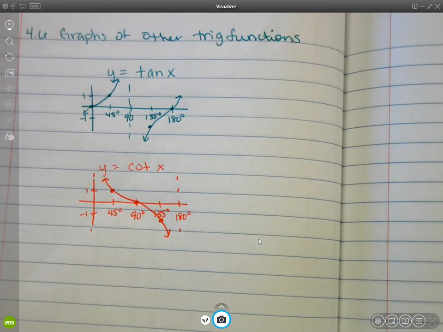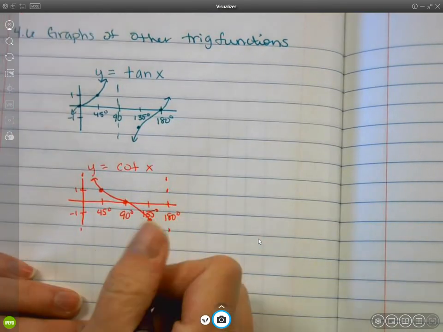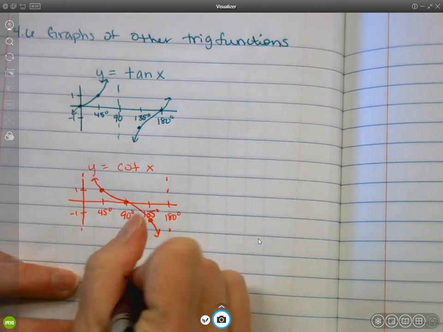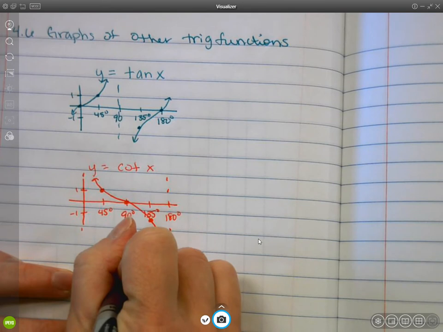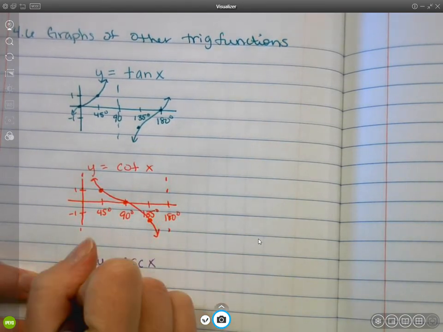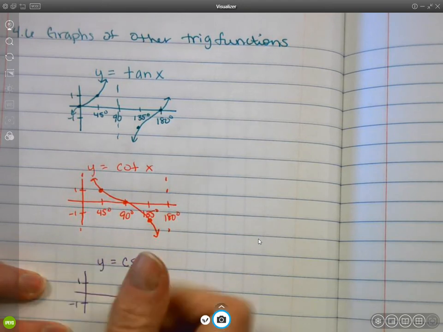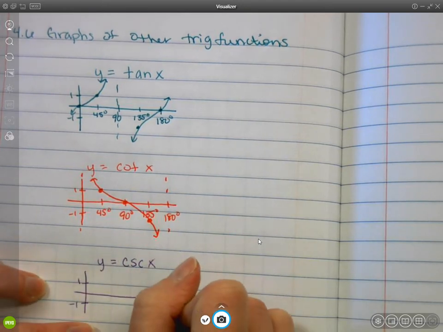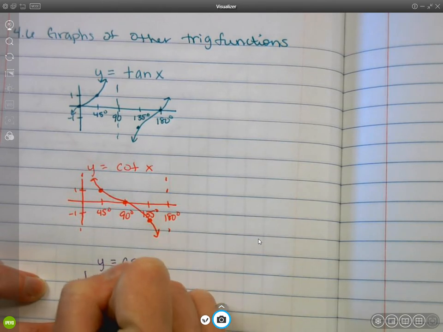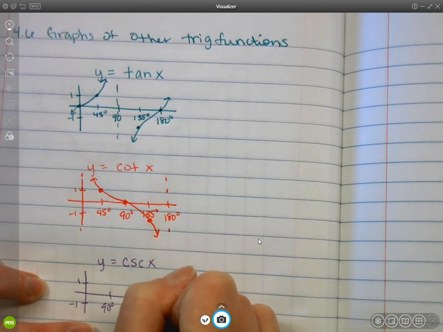Alright, so if we are going to graph a secant, or a cosecant, what do I want to do? We'll do a cosecant. Alright, we need a 1, we need a negative 1. It has a period of 360. So we'll mark it just like we do sine and cosine.